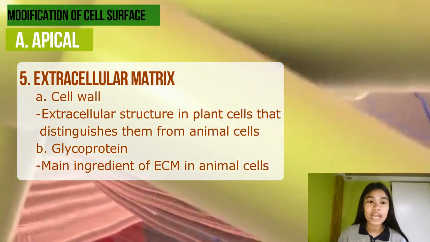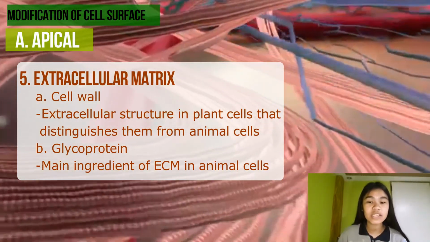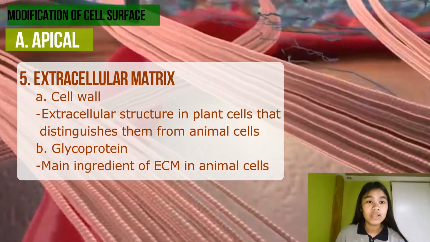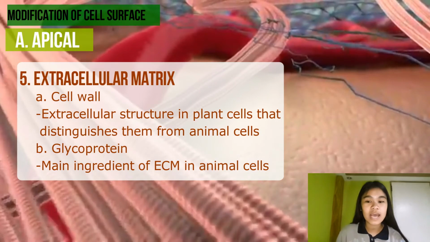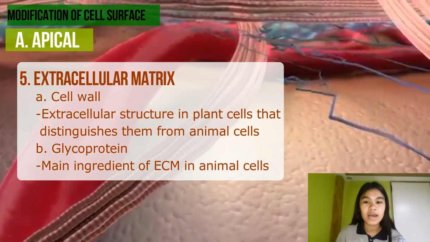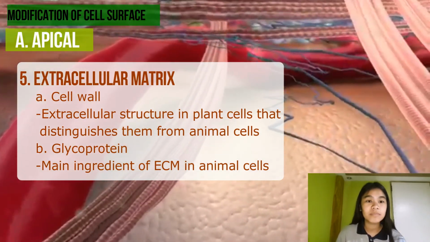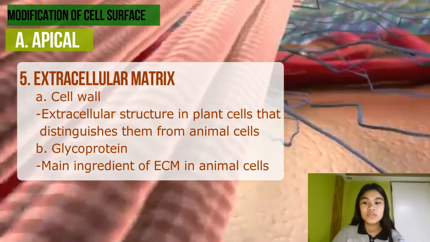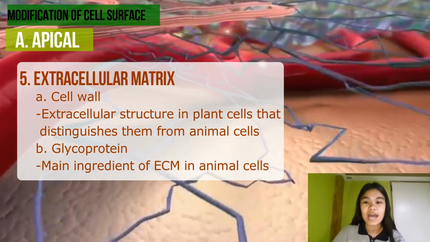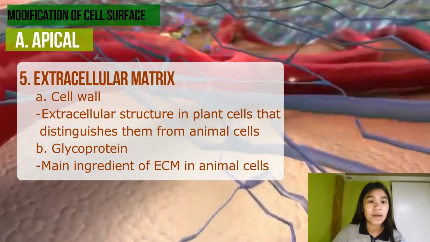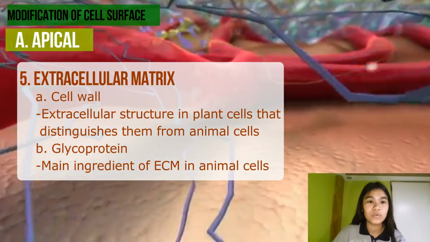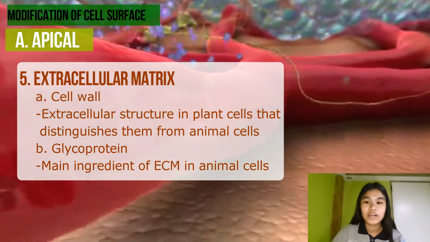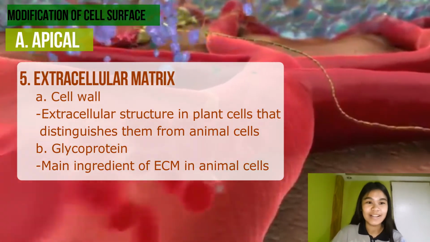And we have also glycoprotein. It is the main ingredient of ECM in animal cells. So, most commonly, it is a collagen. So, ito yung signal or nagiging element para mas madaling ma-attach ang isang cell sa ibang cell. So, with that, that's the modifications under the apical modification. So, let's try to hear Arnel for basal and lateral.